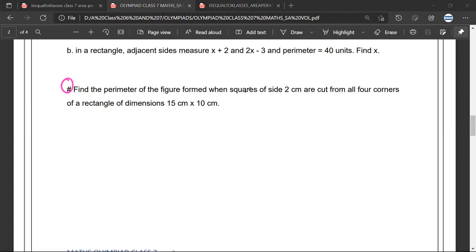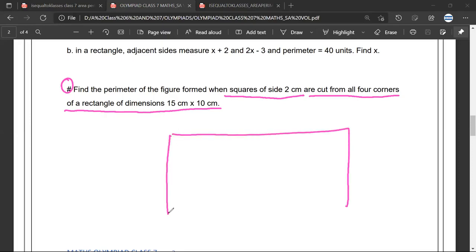The perimeter of the figure formed when squares of side 2 cm are cut off from all four corners of a rectangle of dimension 15 cm and 10 cm. Let us try to understand what this question means. What they are saying is that you take a rectangle of dimension 15 cm and 10 cm. Sarthak, is it correct? Yes, sir. And then you take out squares of side 2 cm from it. So 2 cm squares I am chopping off.